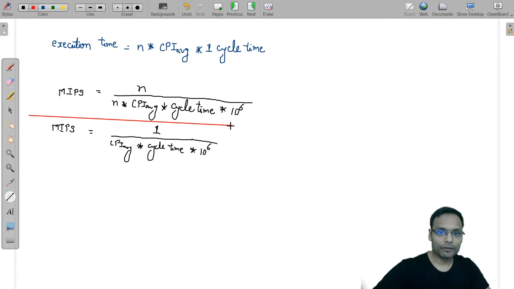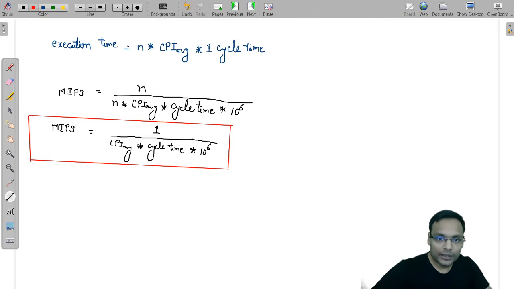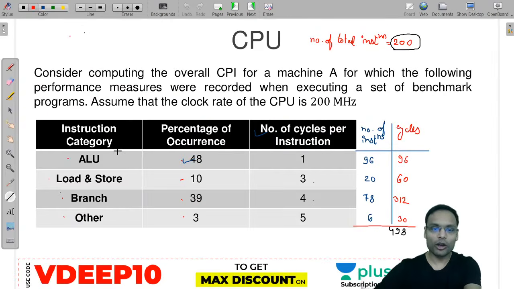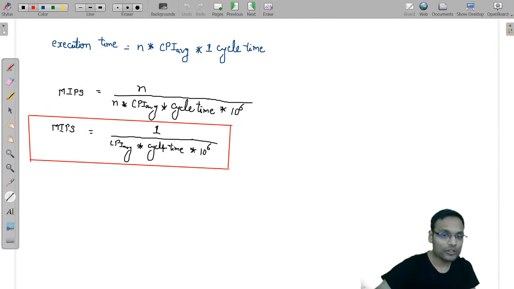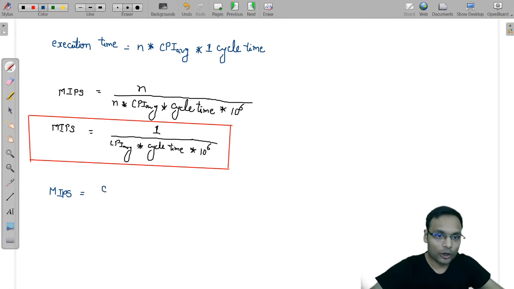Okay, fine. One more thing I'm having here. You know what is the relation between clock rate and cycle time? Clock rate is equal to 1 divided by cycle time. So clock rate is just the inverse of clock cycle time. So if I write clock rate instead of clock cycle time here, then another formula for MIPS will become clock rate divided by CPI average into 10 to the power 6.